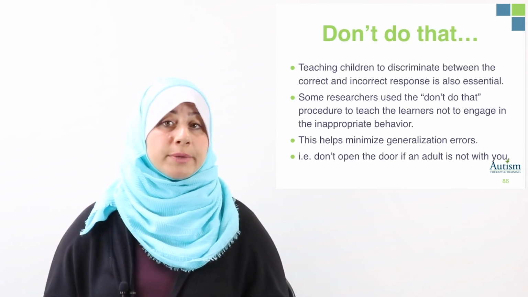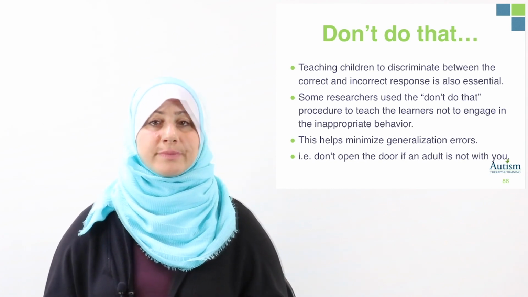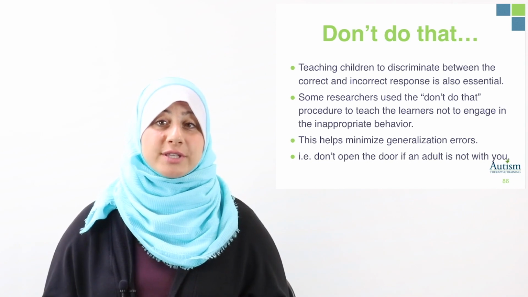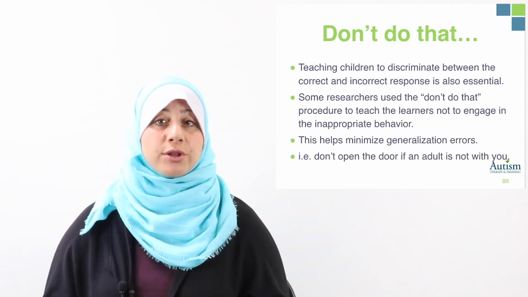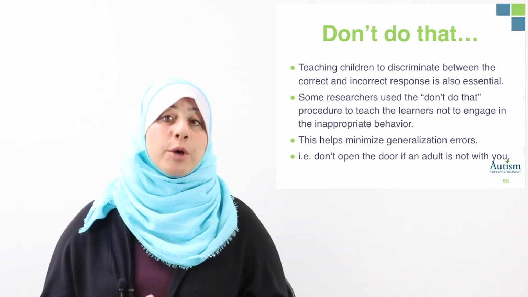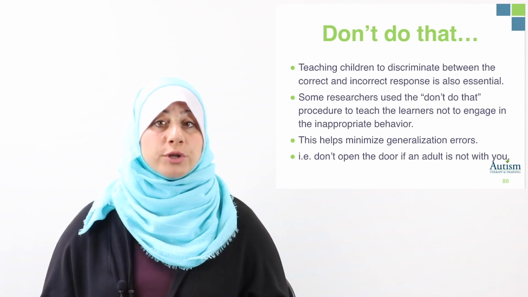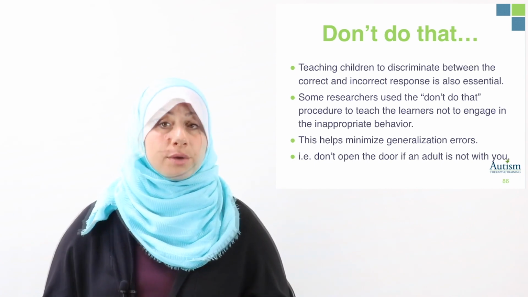Teaching children to discriminate between the correct and incorrect response is also essential. Some researchers have used the don't do that procedure to teach the learners not to engage in the inappropriate behavior. This helped minimize generalization errors. For example, don't open the door if an adult is not with you.